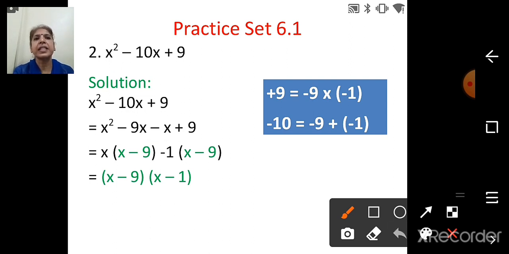Now, what is the next step? 4 terms are there, so make groups of 2. Which are the 2? One is x square minus 9x, another is minus x plus 9. So we have made the groups of 2. Now, from the first group, what is the common factor?